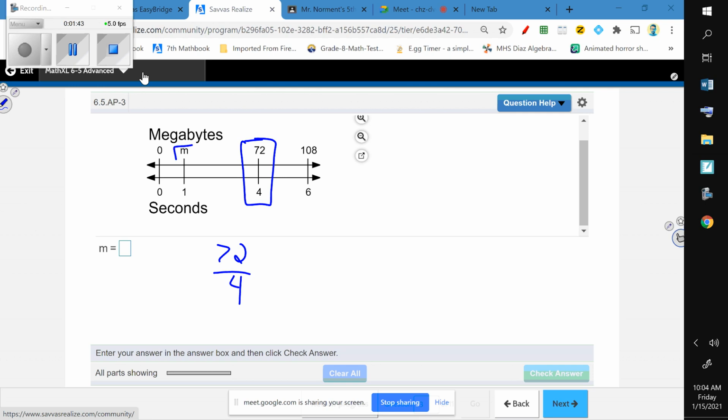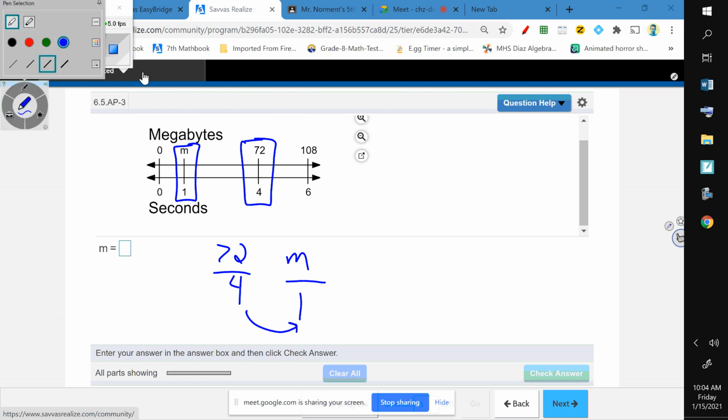So I suggest you write this as a ratio first. Write this with the variable in it. Write that as a ratio second. And then ask yourself, how do I get from this number to this number? Well, it's going to be through division since you're getting smaller. And you're going to divide by what? Well, you're going to divide by 4. So you take 72, you divide by 4, and you're going to get your answer. And that's going to work.